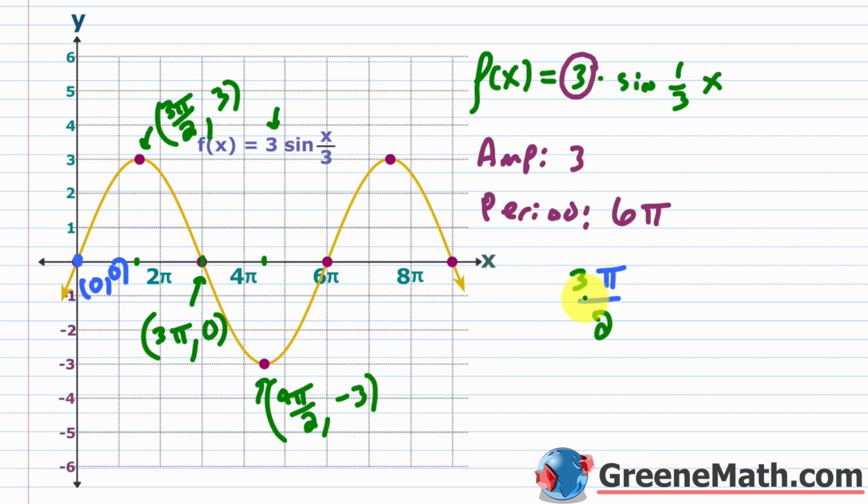Then you add another 3 pi over 2 to this 9 pi over 2. And you're going to get your final x value of 6 pi. And of course, this is another x-intercept. So this is 6 pi, comma, 0. Okay, so once you get these 5 key points, this is enough to sketch one period of any sine function. So again, you're just going to connect the points with a smooth sine wave.